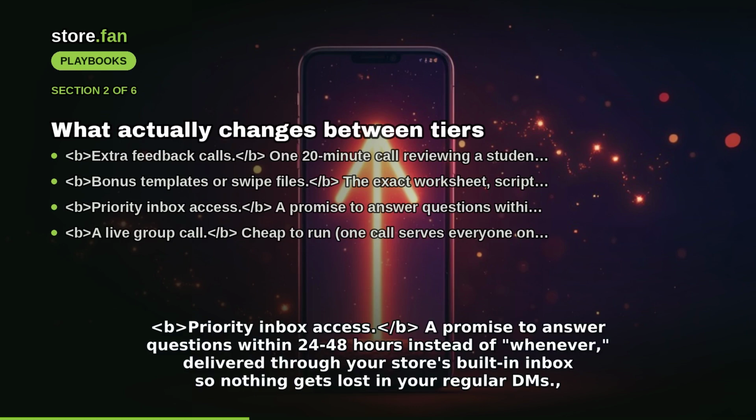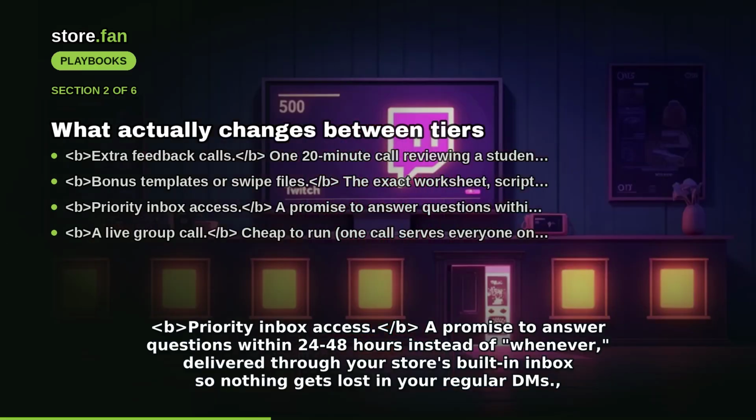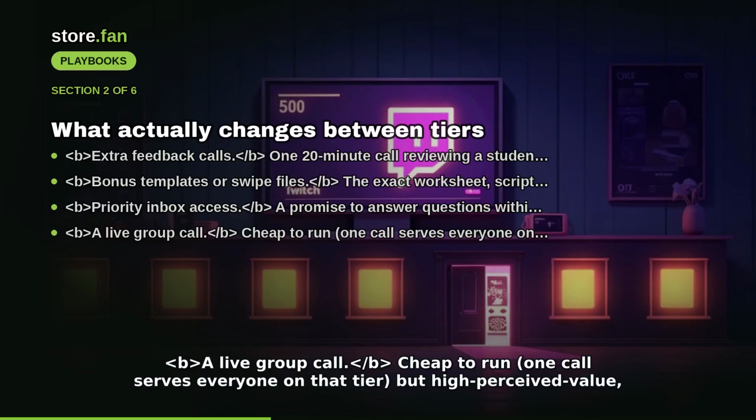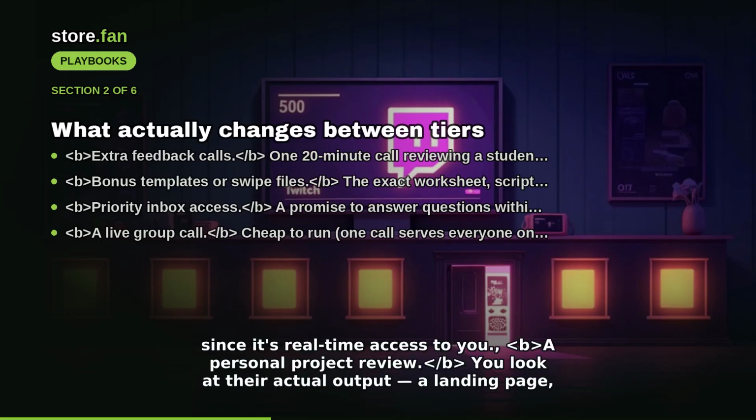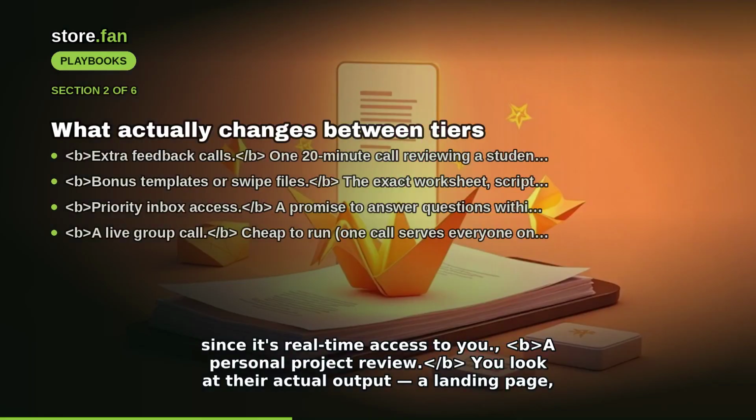Priority inbox access. A promise to answer questions within 24-48 hours instead of whenever, delivered through your store's built-in inbox so nothing gets lost in your regular DMs. A live group call. Cheap to run, 1 call serves everyone on that tier, but high perceived value, since it's real-time access to you.